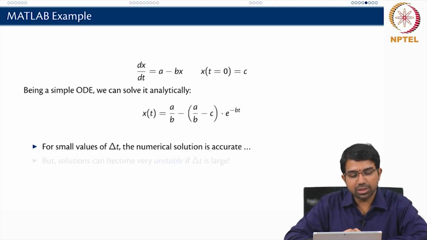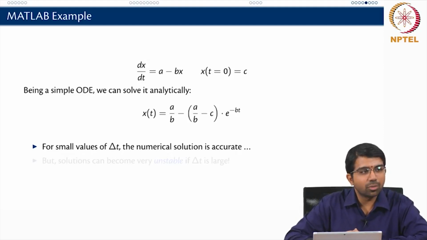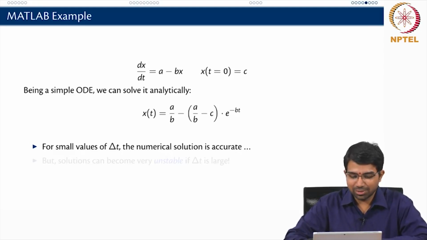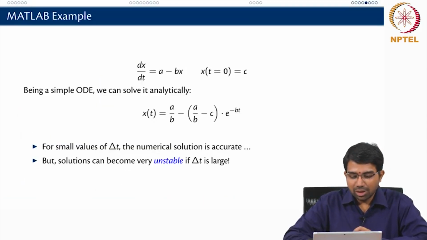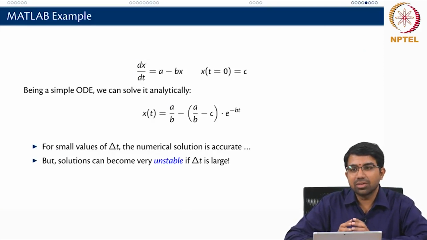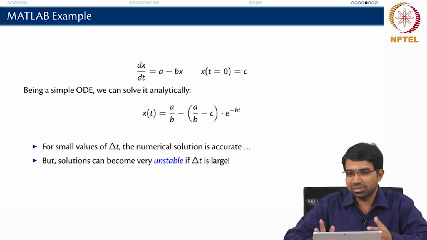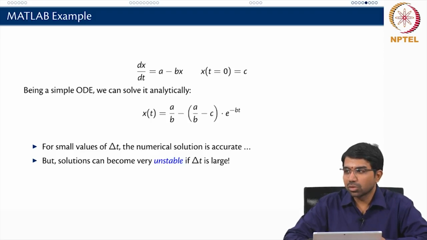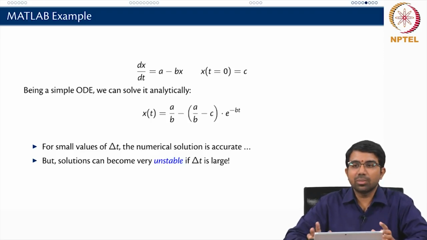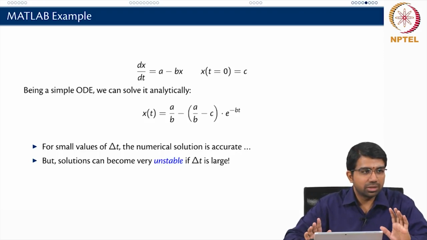For small values of delta t, the numerical solution is accurate. And what is small? You do not know, you have to see what happens, but the solutions can become very unstable if delta t is large. What do I mean by unstable? We will look at stability again in the next couple of classes. If I extrapolate, then I cannot get the analytical solution. It basically behaves weird. So, one thing you can imagine is that the lower the delta t, the better the accuracy.